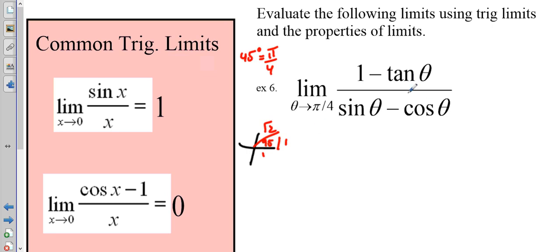All right, and tangent is TOA. So it's going to be 1 minus 1. And that's going to be the square root of 2 over 2 minus the square root of 2 over 2. And then, 0 over 0. Okay, 0 over 0, not good.